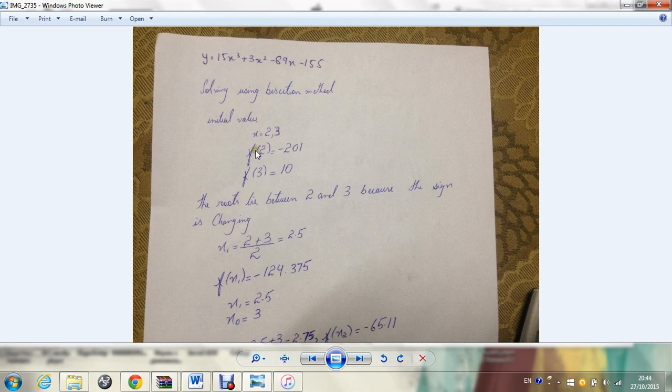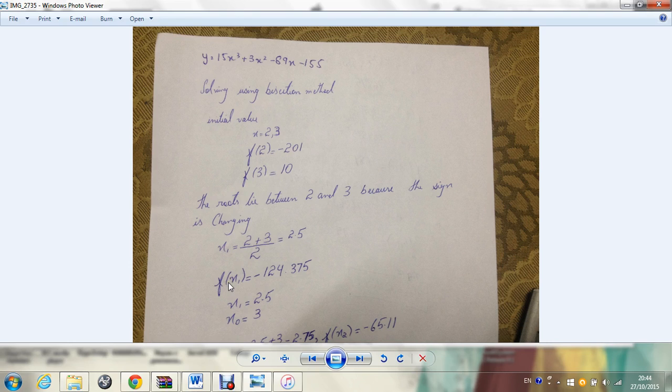If you put x equal to 2 in f of x, we will get minus 201. And if you put x equal to 3, we will get 10. You will notice that there is a negative and a positive value, so the third root will lie between 2 and 3. So we will take the average of these two values, so it comes as 2.5.